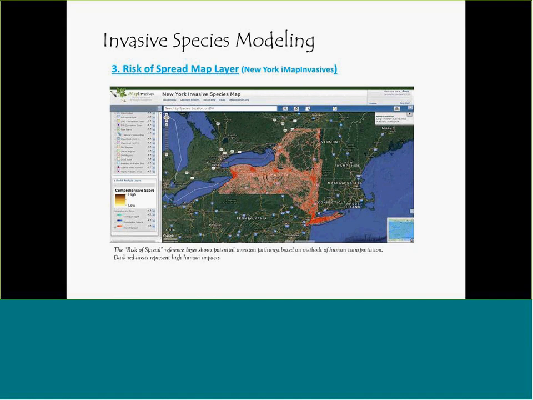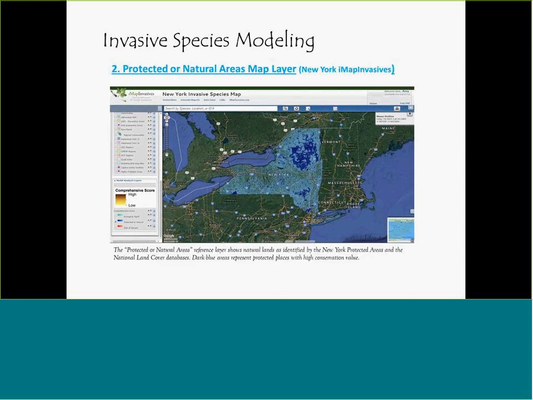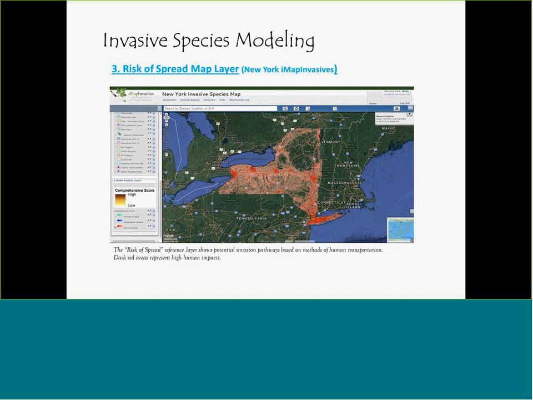The third map layer is the risk of spread. And it's going to show potential invasion pathways that are based on methods of human transportation. And the red areas will essentially represent those high human impacts. So there are 3 different layers: the ecological significance, the protected or natural areas, and risk of spread.